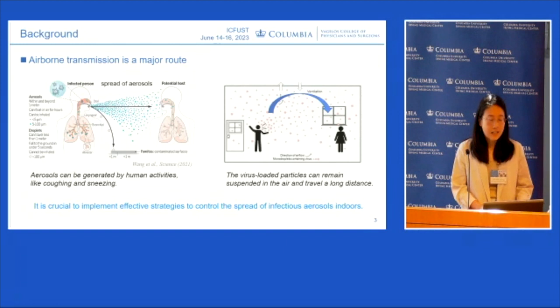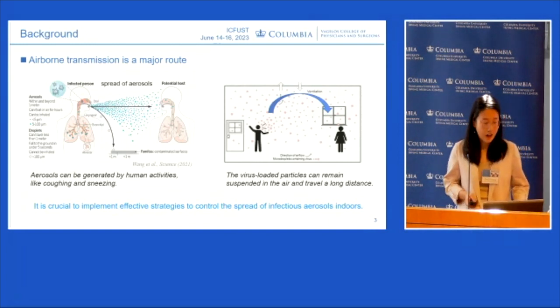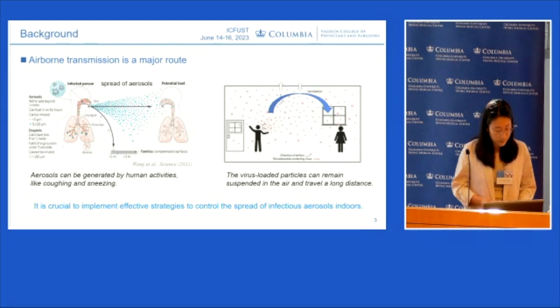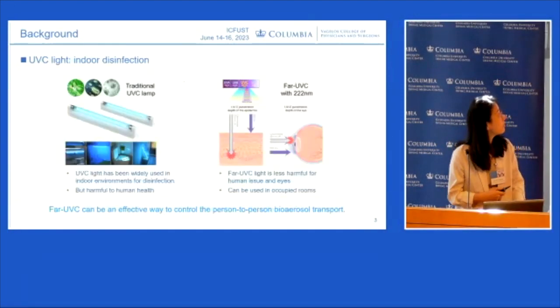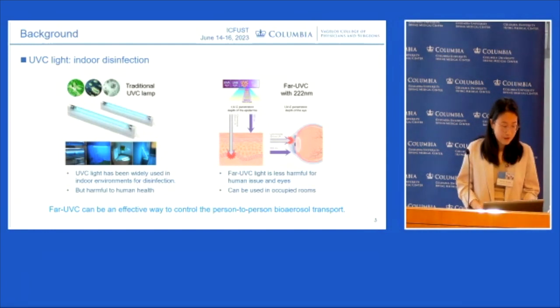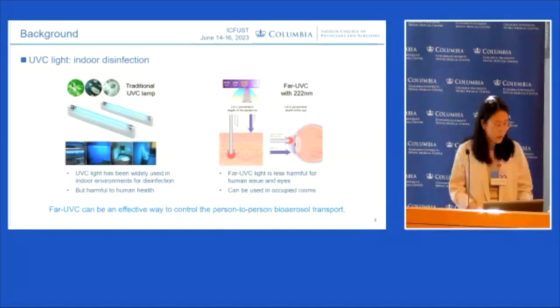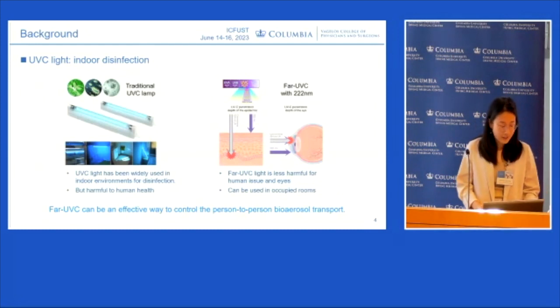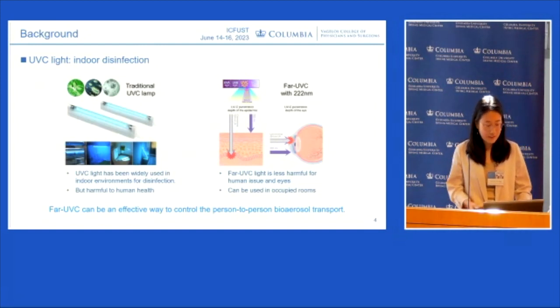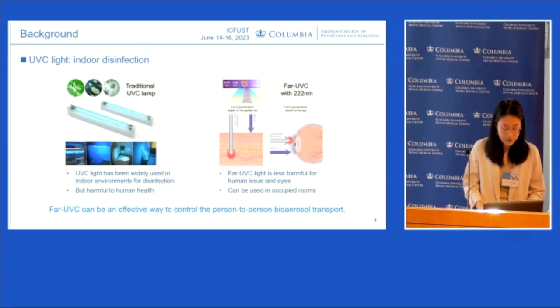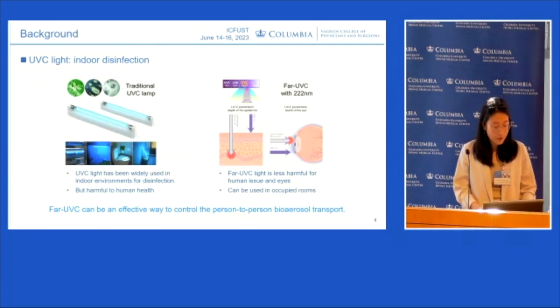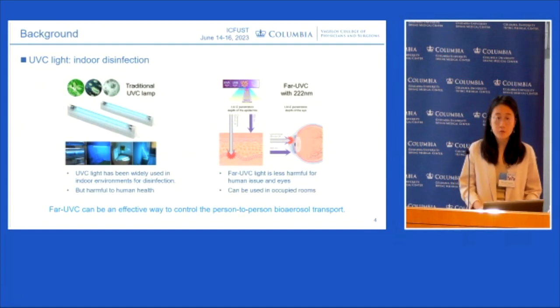Due to their tiny size, these particles can remain suspended in the air and travel a long distance to infect others. So it's crucial to implement effective strategies to control the spread of infectious aerosols indoors. As a control measure, UVC light has been widely used in indoor environments for disinfection. But since it is harmful to human health, it's just used in empty rooms. Very luckily, we have Far-UVC light, which is safer for human skin and eyes, so we can use it in occupied rooms. That means Far-UVC can be an effective way to control person-to-person bioaerosol transport.